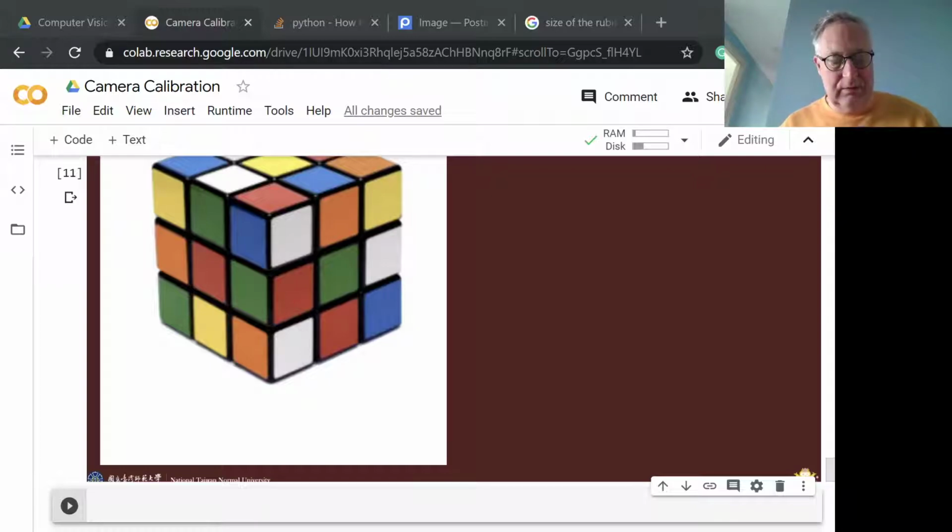So, and today we will talk about camera calibration.